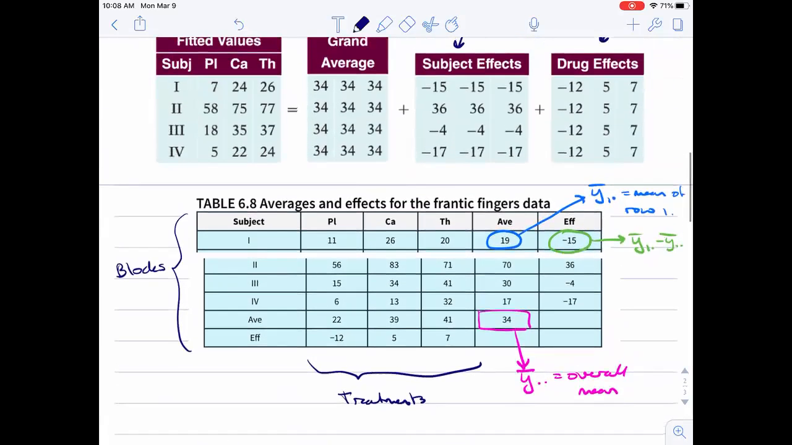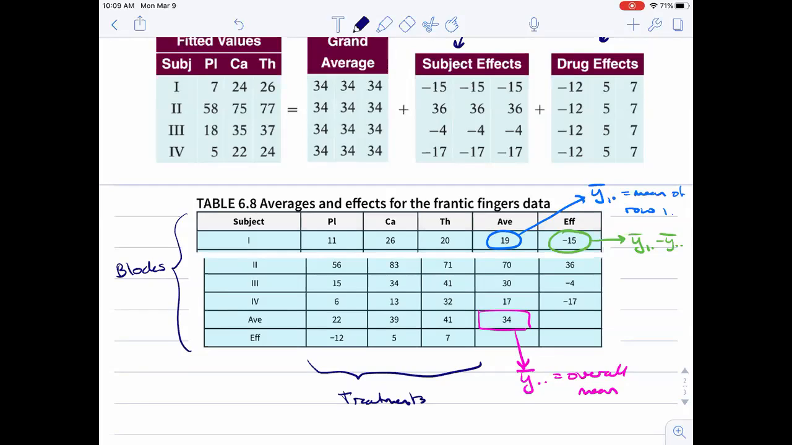Which is this: 11, 26, 20, 56, 83, 71, right? And from each of these, 11 minus 7 gives us our residual value for this cell, right? 26 minus 24 gives us the residual for the next cell, right? And so then we can just do the subtraction that way. They just map to each other.